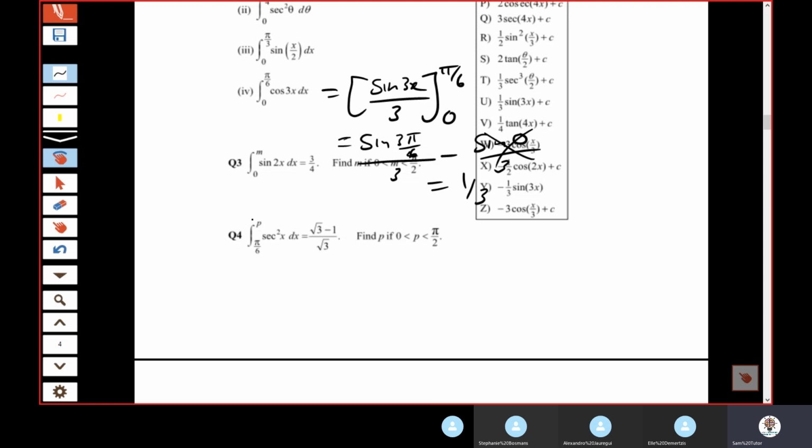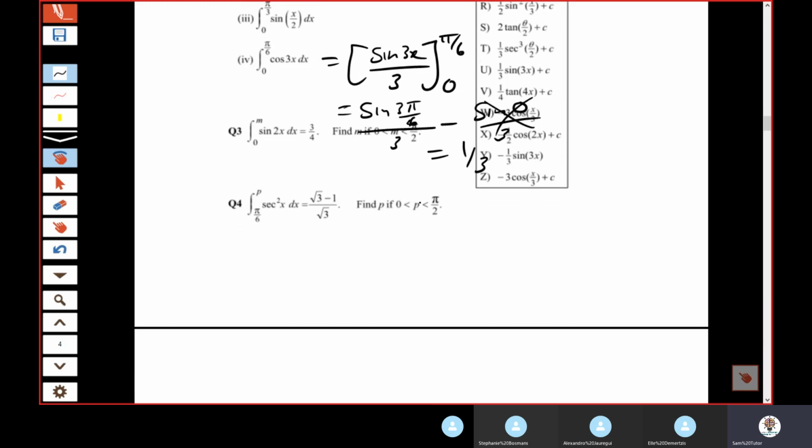Let's read this one. It says integrate from pi on 6 to p for sec squared dx and prove that it becomes root 3 take away 1 on root 3, as long as p is between 0 and 90 degrees. Okay, let's see. So what's the integral of sec squared? Tan. So tan x, and then what do we write?